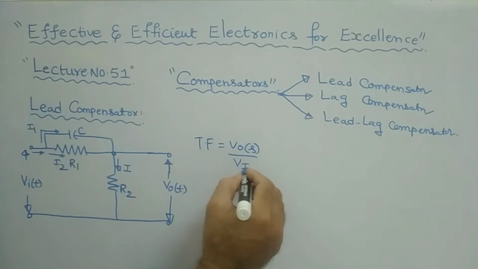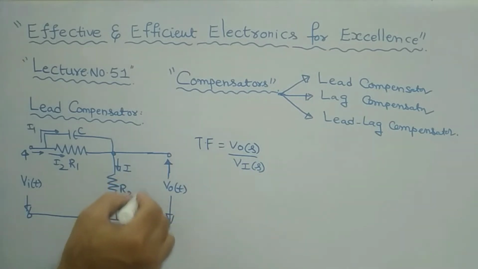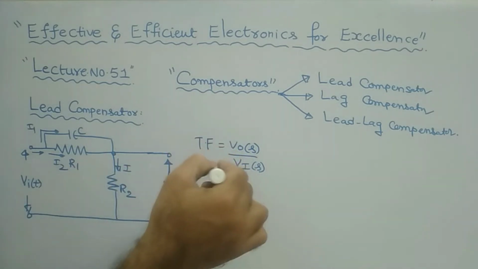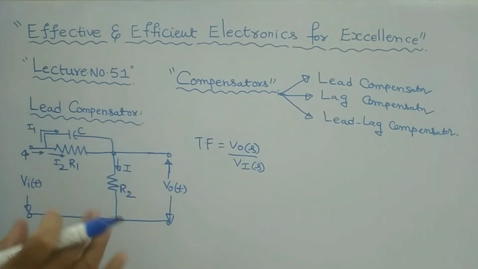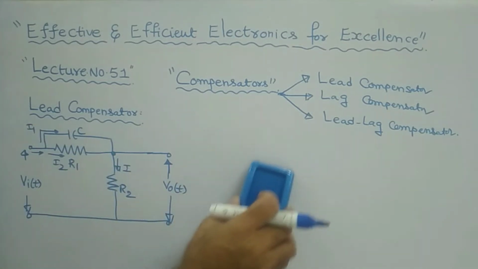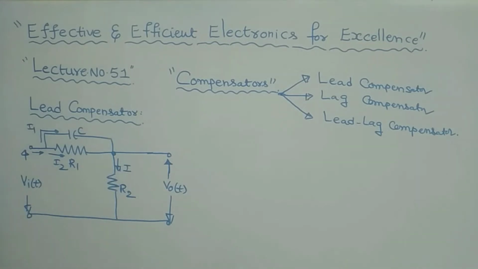Obviously, you already know this is the basic definition: V naught of S by Vi of S, output by input, is the transfer function. That is our primary motive for the lead compensator. How can this transfer function be obtained? It will be asked widely from the academic point of view, where they will ask you to find the transfer function of lead, lag, and lead-lag compensators. So, in order to find the transfer function, let us look at this circuit.